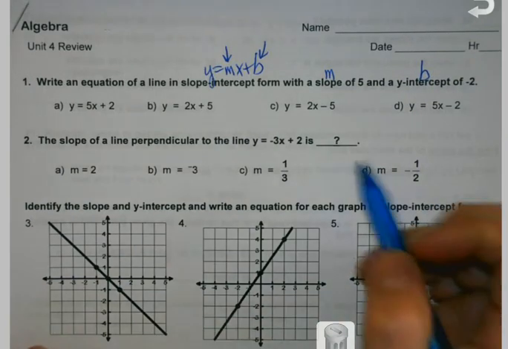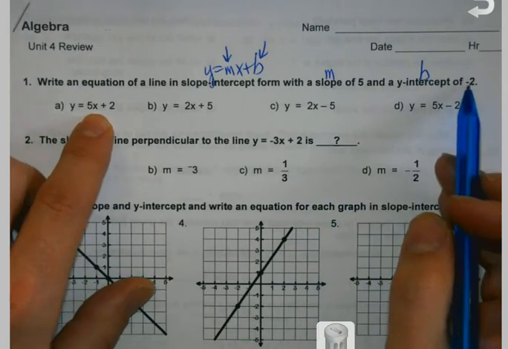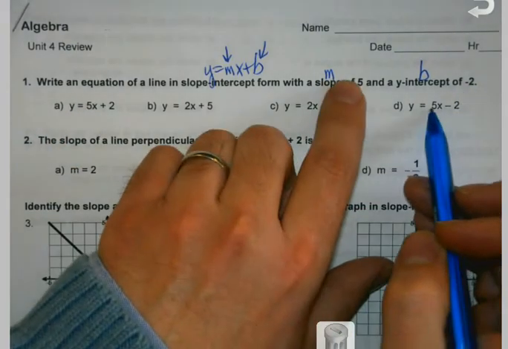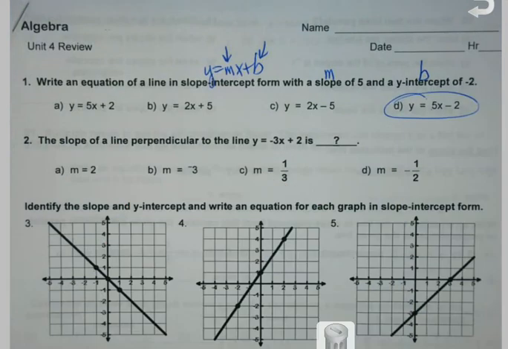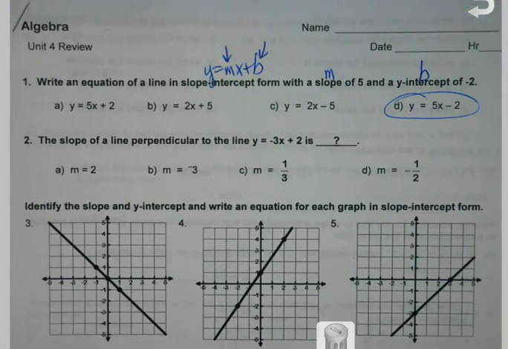So let's see. Where's one that's got a slope of 5? Oh, that's got a slope of +2. Nope. Slope of 5, y-intercept -2. Okay, be careful. Don't get sloppy and just circle A, because you see that's got an m of 5, because that could be wrong.